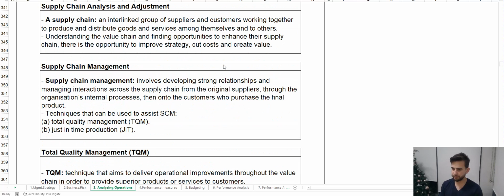Okay, so let's talk about supply chain. So what is a supply chain? A supply chain is an interlinked group of suppliers and customers working together to produce and distribute goods and services among themselves and to others. For example, if you are Aldi or Coles or Woolworths and you've got your product on the shelves, you need a supply chain of fruit suppliers coming from the people who grow the fruit to the people who purchase it wholesale to the people who package it, manage it, distribute it, and so forth.